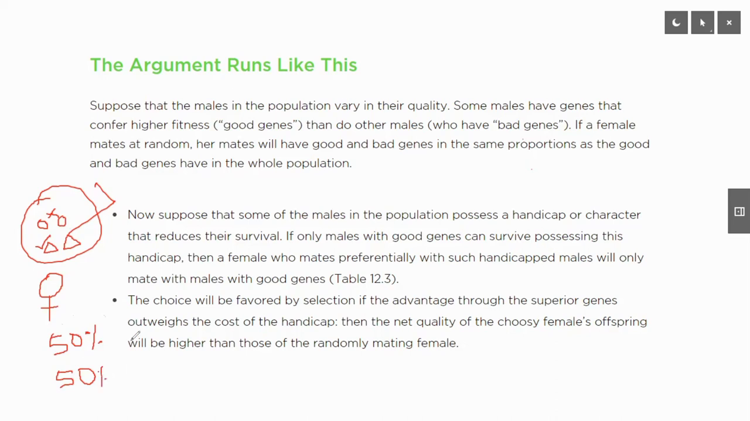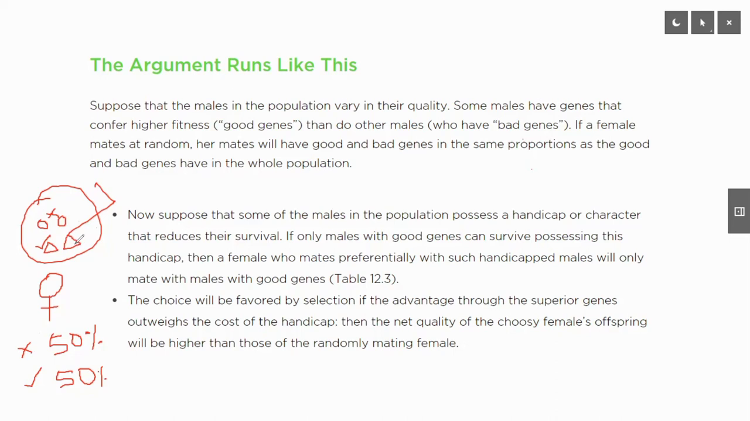Okay, now the thing will get a bit complicated, so be tuned and just listen. If you blink, you will miss it. If this is the scenario, then 50% of the offspring would be this one and 50% would be this one, if random mating takes place and the female does not know which of the males have good or bad genes.